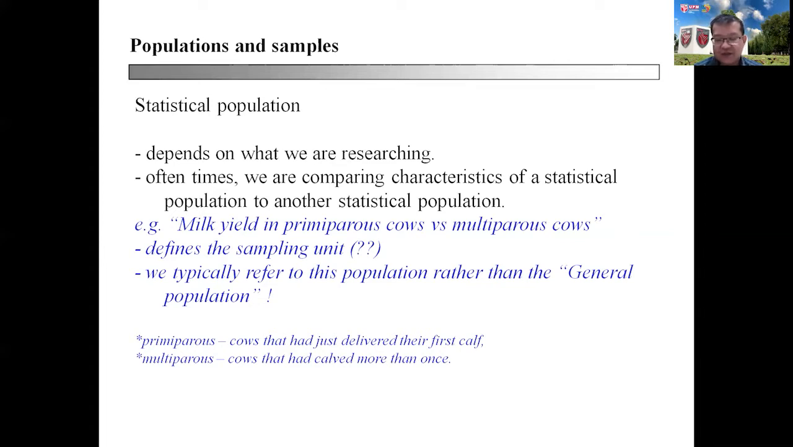So it makes sense for us to compare milk production in cows that produced their first calf versus cows that have calved multiple times. In this case, this kind of definition allows us to define the sampling unit. In most circumstances, we will typically refer to this as a population rather than the general population, because defining it as the general population seems a little bit overreaching.